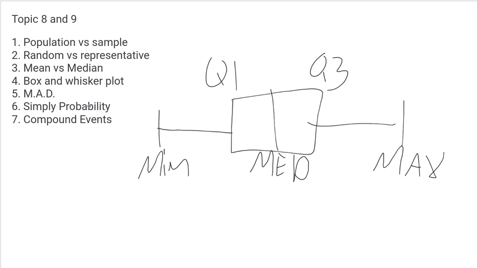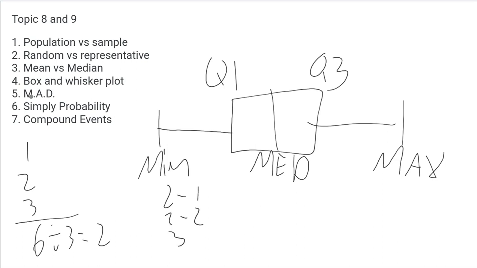MAD was to see how normal our data was. So we found the mean of all of our data. And then we subtracted in such a way that our answer was always positive. Added up and then divided by our data again. And that let us know how, quote, normal our data was.